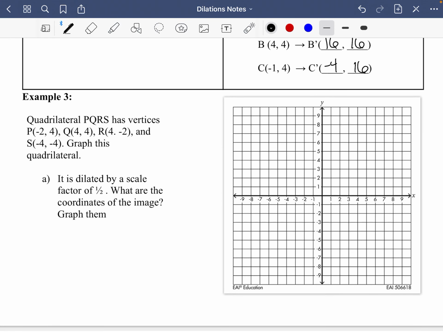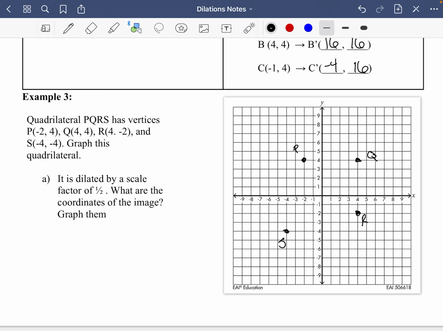In example 3, it says the quadrilateral PQRS has the vertices of P, which is at -2, 4. So let's go ahead and graph it. -2, 4, that's going to be P. 4, 4, all right, so that's Q. We got 4, -2, that's R. And then we have -4, -4, and that's going to be point S.